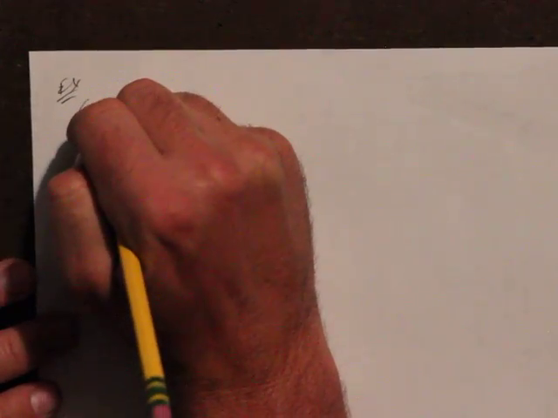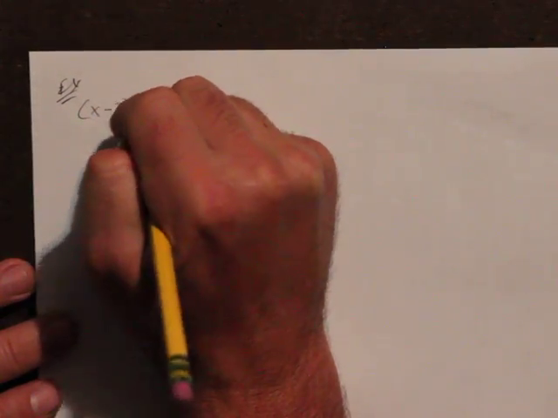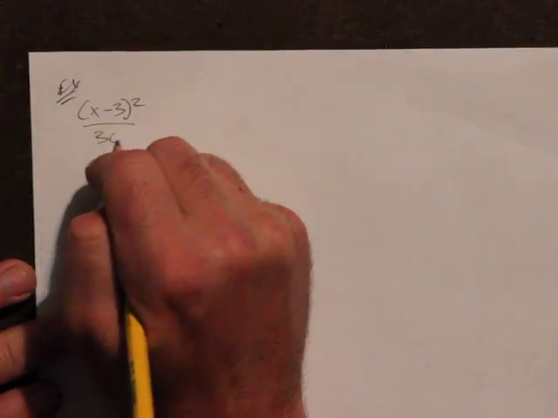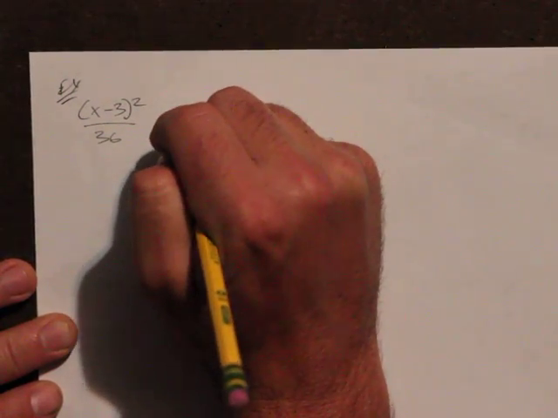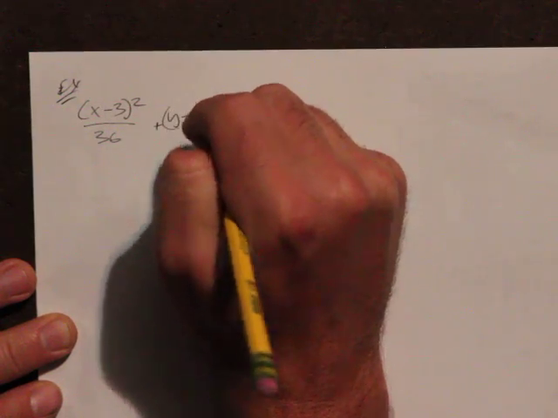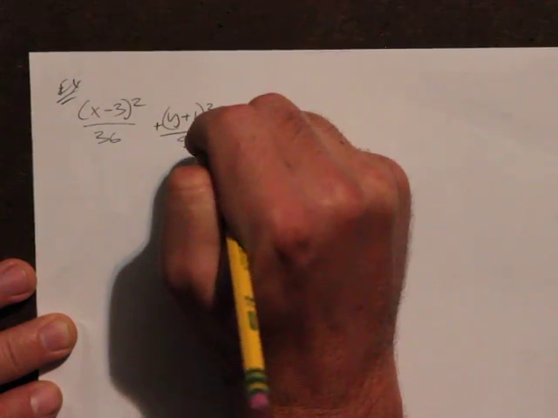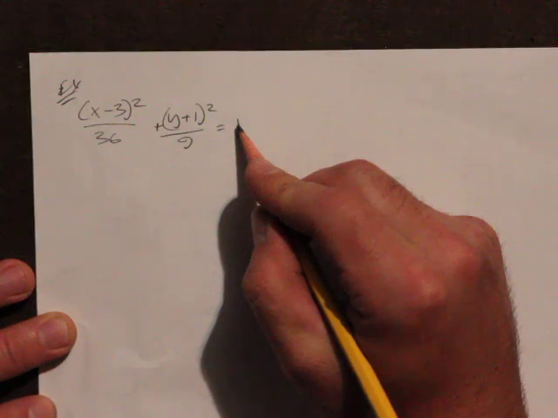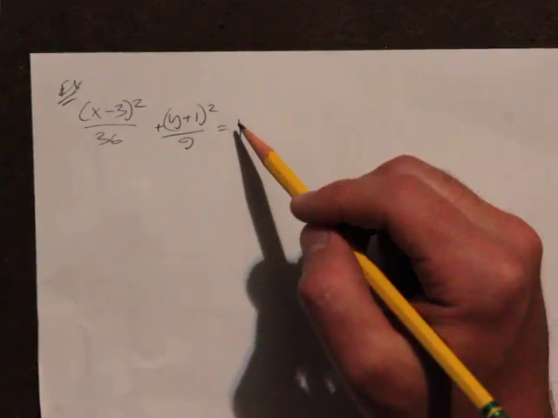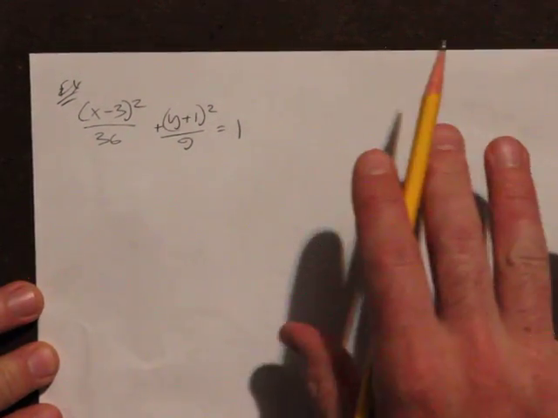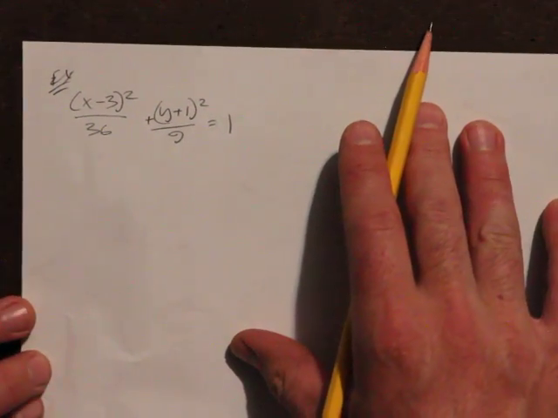All right, so I've got (x minus 3) squared over 36 plus (y plus 1) squared over 9 equals 1. Notice how it says equals 1. An ellipse is going to be equals 1. If you got equals something else, you got to figure out what's going on. Something else is going on here.